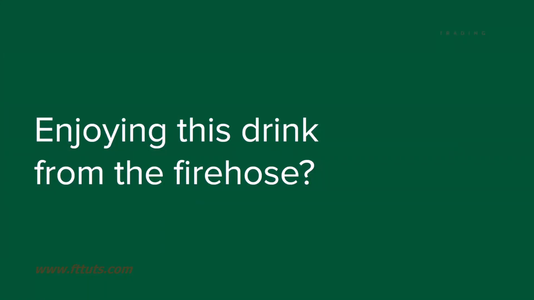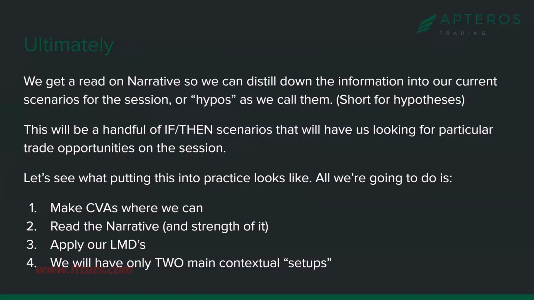Enjoying drinking from a fire hose? Ultimately, we get a read on narrative so we can distill down the information into our current scenarios for the session, what we call our hypos. Hypotheses, right? This is going to be a handful, typically 3, I think is a good number, of if-then scenarios. So putting this into practice involves making CVAs where they exist, reading the narrative and the strength of it by applying our laws of market dynamics and whatnot.